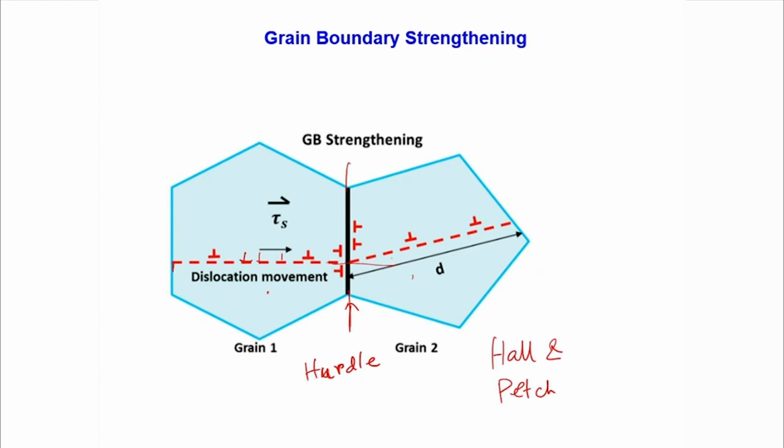Think of a bus in which the people want to go inside, but the doors are closed, right? So what will happen? They will pile up in front of the doors. But as soon as the door is open, all the passengers will go inside the bus, the pile up is over. That is something like as soon as the slip planes are parallel, the dislocation can easily move from one grain to the other grain, right? So that's a very odd situation, which is very unlikely to happen in normal polycrystalline materials, because grains have different orientations. Am I clear?